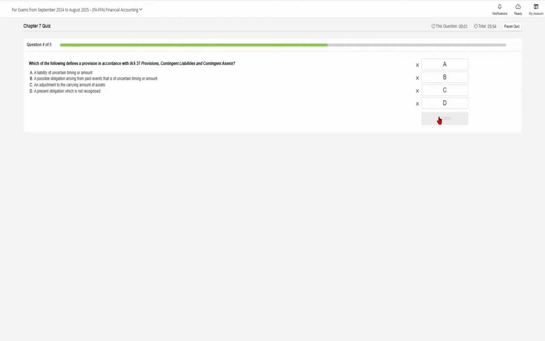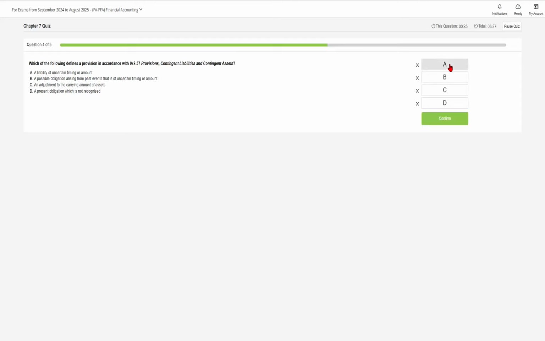Which of the following defines provision in accordance with IAS 37? Okay, so according to IAS 37, provision is a liability of uncertain timing or amount. So if the business expects to pay something but doesn't know when and how much, so it is not certain yet basically. So in that case, we need to book the provision. So it's a very clear, straightforward definition, right? So A is your answer.